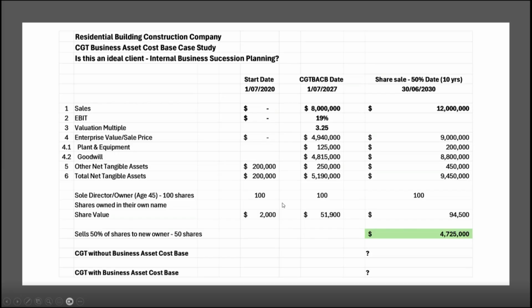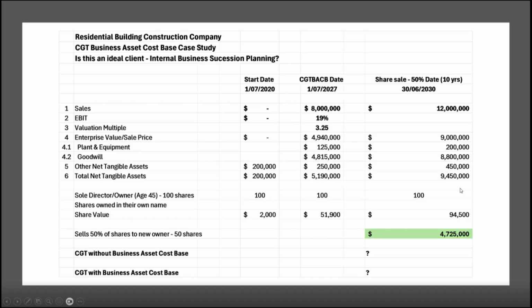So let's look forward. Let's just say this client sold 50% of their shares on the 30th of the 6th, 2030. So their succession plan was an internal business succession event. At that stage, the business was turning over 12 million. It got valued at an enterprise value of 9 million plus working capital usage, also plant and equipment, so the balance is goodwill. There were some other tangible assets.